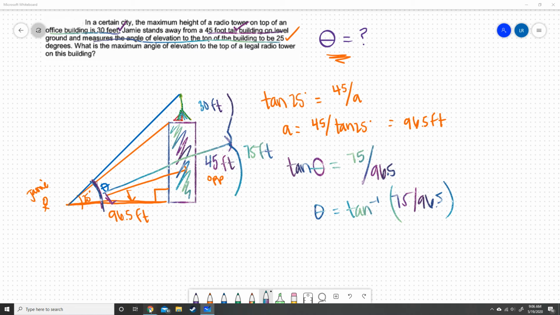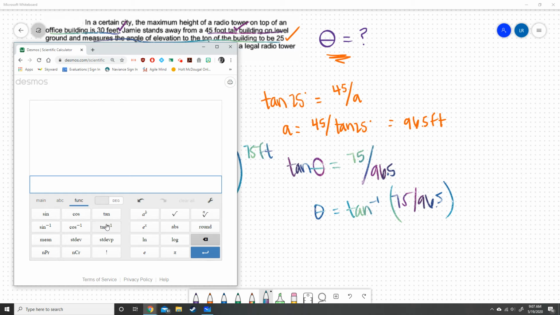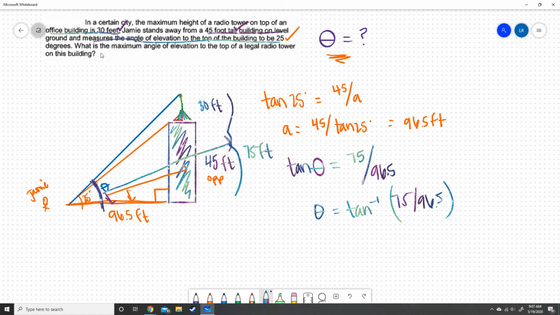So let's use our calculator again. To find inverse tangent, I'm going to hit this function button, inverse tangent, 75 divided by 96.5 gives me an angle of 37.85. So let's see what it tells us to round to. Doesn't tell us to round. So let's say we have 37.85 degrees. That is what the angle of elevation is. That is what this theta is.